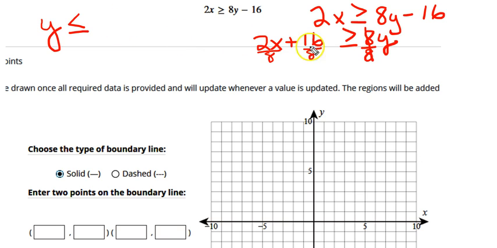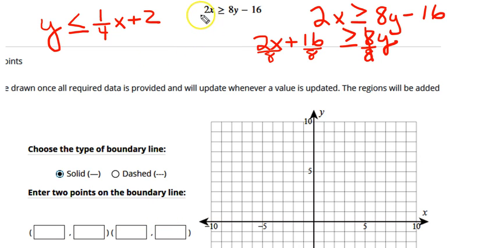And now I have 2/8, which I'm going to reduce to 1/4 x plus 2. Now that I have it in slope-intercept, I can easily graph that. But they want us to have ordered pairs to graph it.